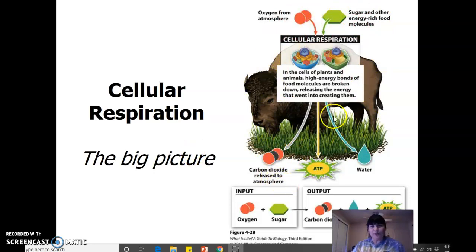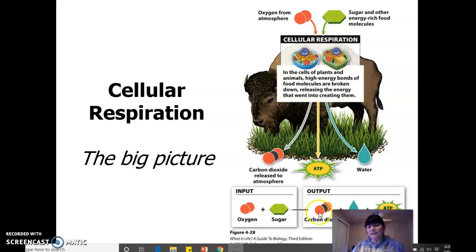Now, cellular respiration, the big picture. Again, this is a really important slide because it shows you the big picture. This happens in animal cells, and this happens in plant cells. In the cells of plants and animals, high energy bonds of food molecules are broken down, releasing the energy that went into creating them. So, animals: why do you need oxygen? Oxygen from the air, sugar from the food, okay? Respiration takes oxygen and sugar and goes through a whole bunch of reactions. This arrow is a whole bunch of reactions, okay?